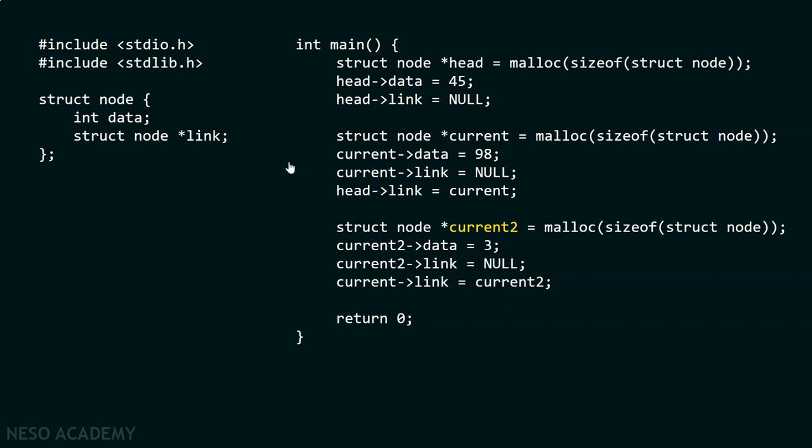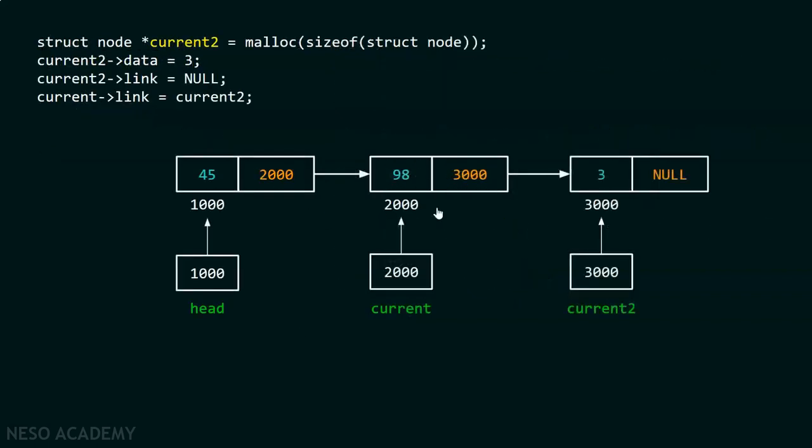Let's see how to represent this pictorially. This is how it looks like. The single linked list has been created, no doubt about this. Here we have the head pointer which is pointing to the first node, the current pointer which is pointing to the second node, and the current2 pointer which is pointing to the third node. By using this line, we are actually updating the link part of the second node. This is method number 1.